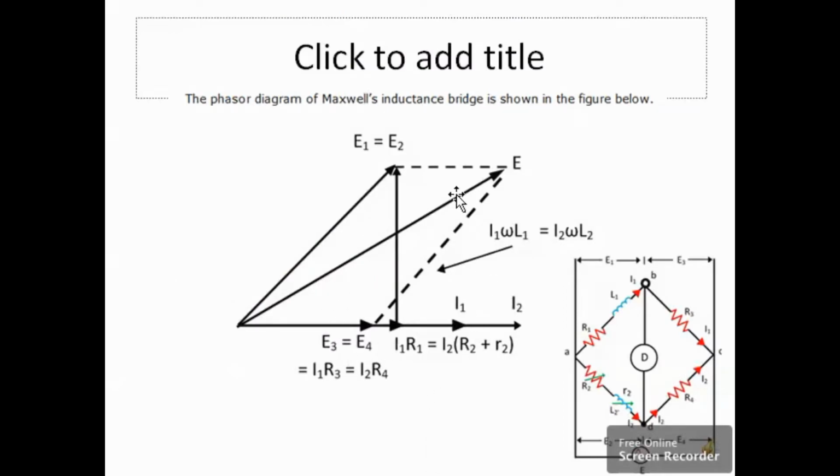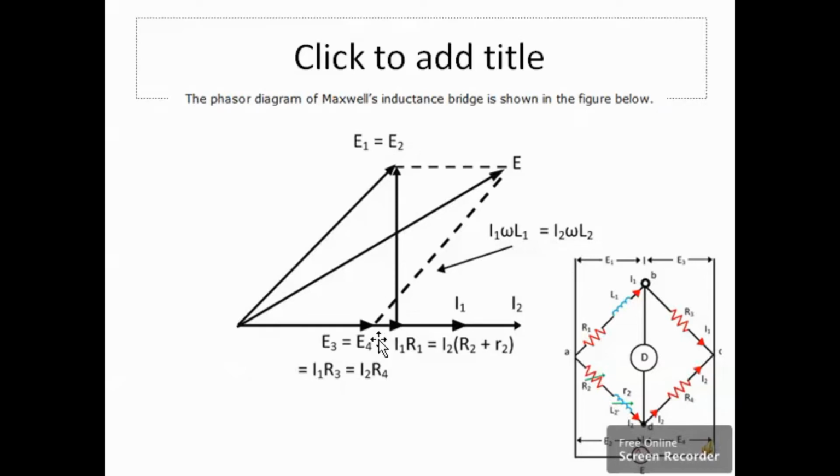This is the phasor diagram representation of Maxwell's inductance bridge. Here I1 is the reference, and I1 R1 is this one. I1 R1 plus I1 omega L1 is equal to E1 because resistance and inductance are connected in series. This is E1. At balanced condition, this E1 must be equal to E2. Therefore, we can write E1 is equal to E2.